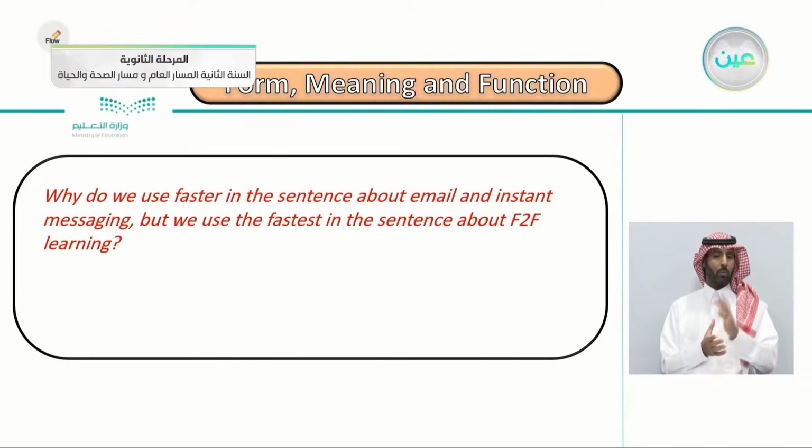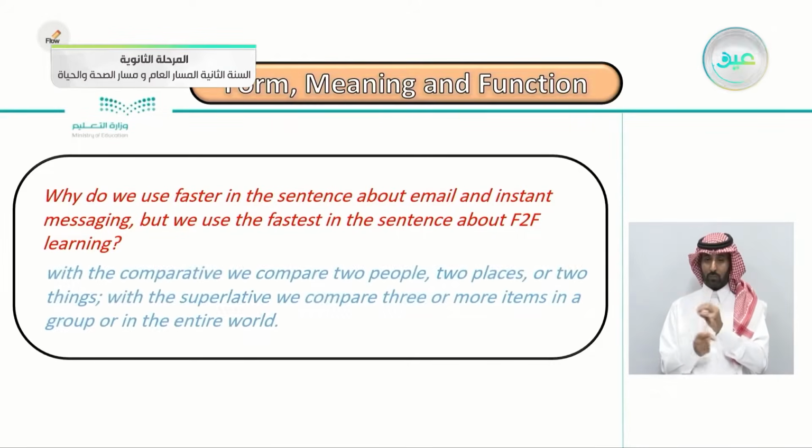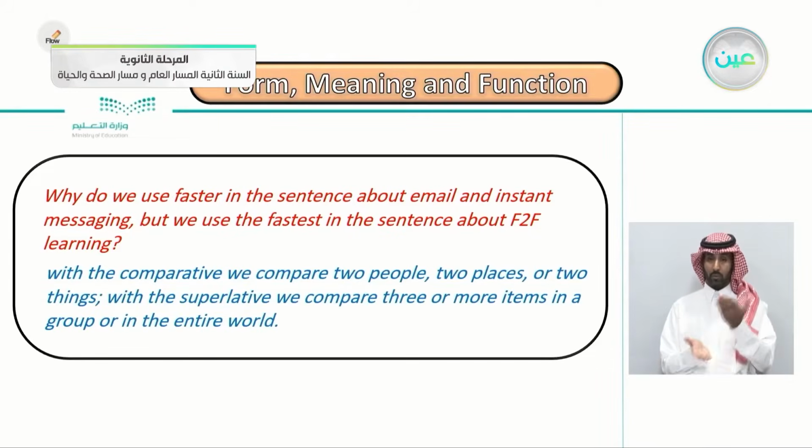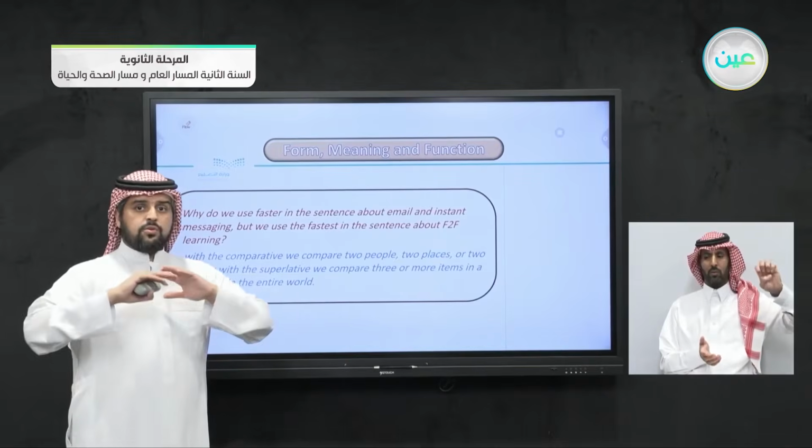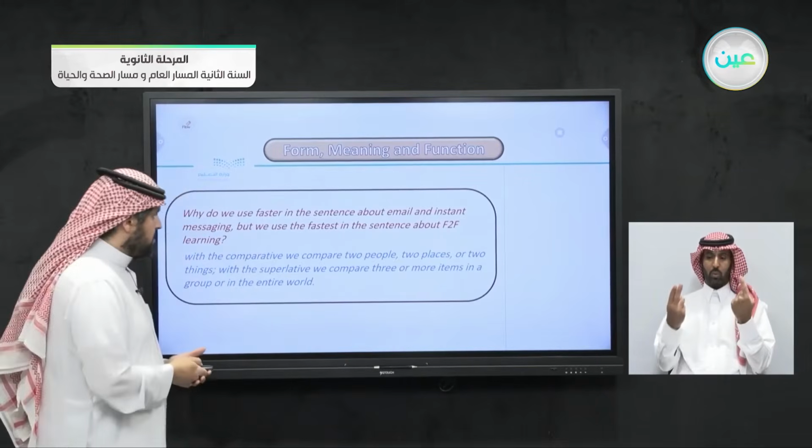Why do we use faster in the sentence about email and instant messaging, but we use the fastest in sentences about face-to-face learning? With the comparative, we compare two people. Comparative, as I said before, between two people, or two places, or two things. With the superlative, we compare three or more in a group, in the entire world. So with the superlative, you are comparing it to the group or to the entire world.